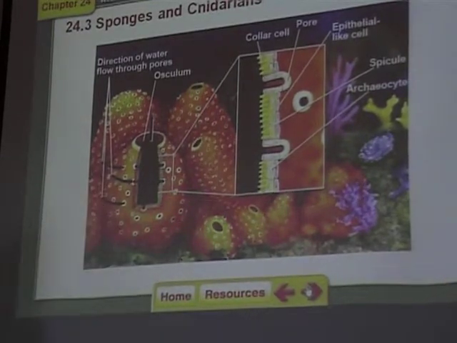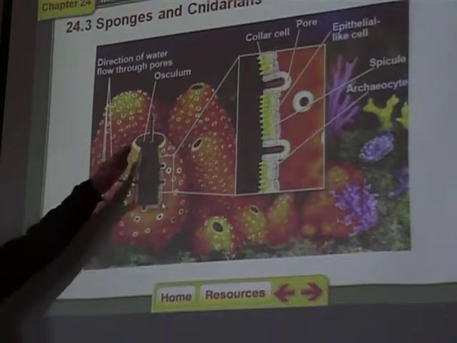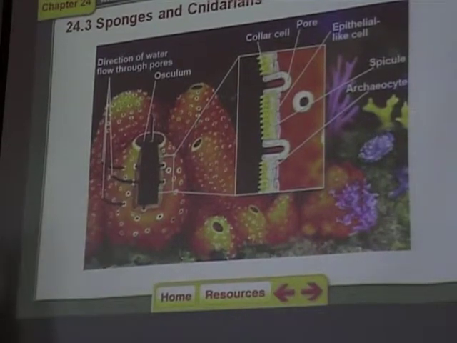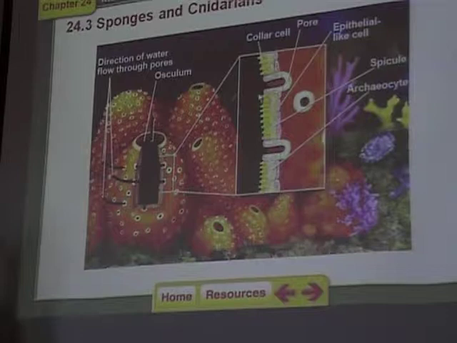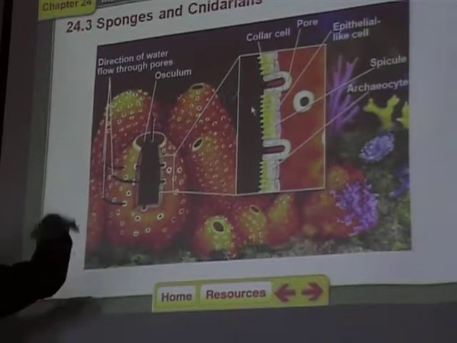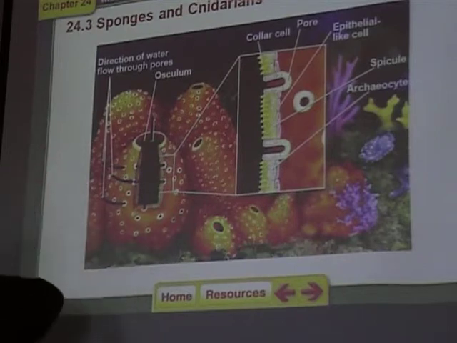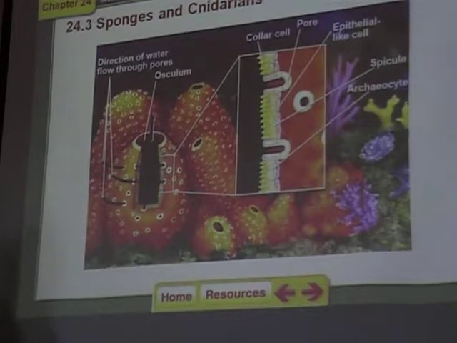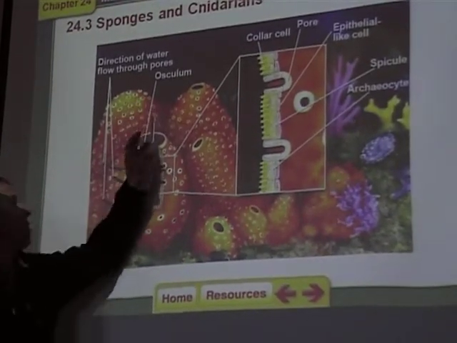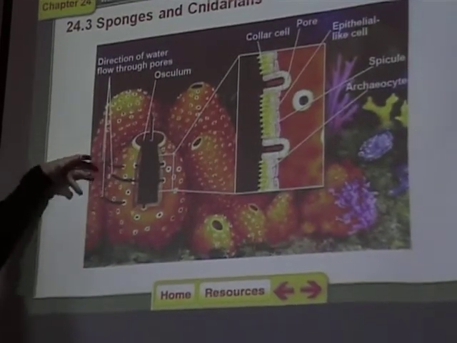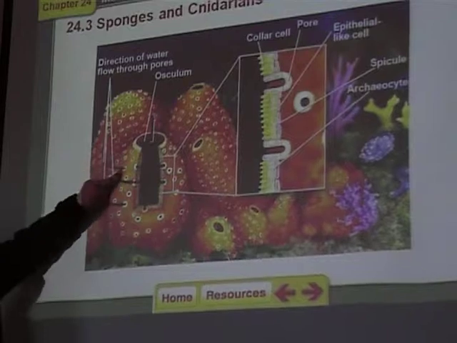And what it has is special cells. If you look on the inside of a sponge, lining the inside of its body is a bunch of cells called collar cells. And there they are right there, each of those little cells. I don't know if you can see it from where you're sitting, but that cell has a flagellum on it, a little flagellum that whips back and forth like this and creates a water current. And water gets pushed out the top. This hole on the top is called the osculum. So water gets pushed out the top and more water comes in to replace it through little holes.